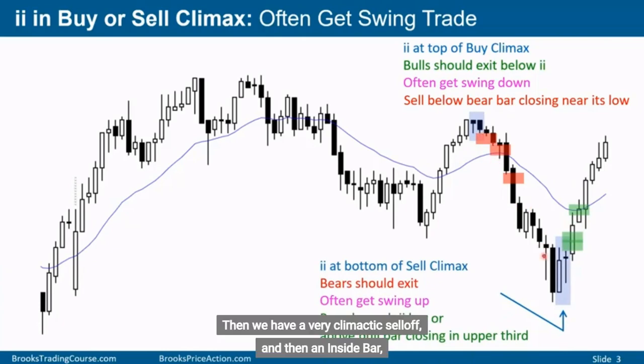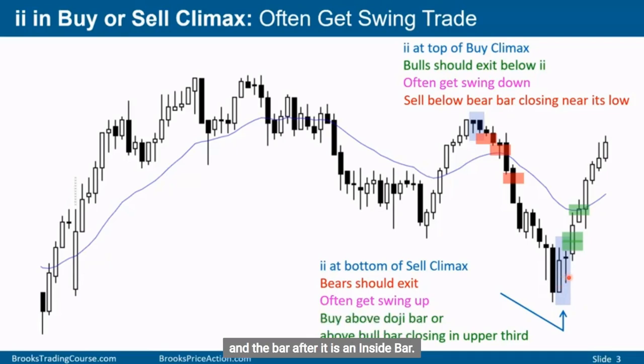And then we have a very climactic sell-off, and then an inside bar. And the bar after it is an inside bar. So now we have an II pattern. If this second inside bar was closing on its low, many traders would wait to sell above a bull bar. Maybe this bar, maybe above that bar. But this is a reversal bar. It went down, it was up. It has a small bear body, but it's still a reversal bar.